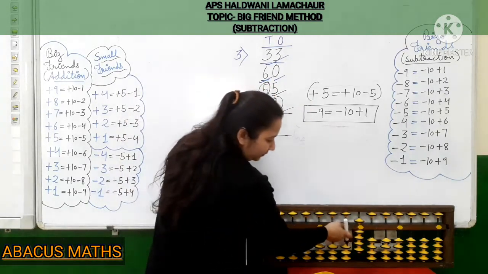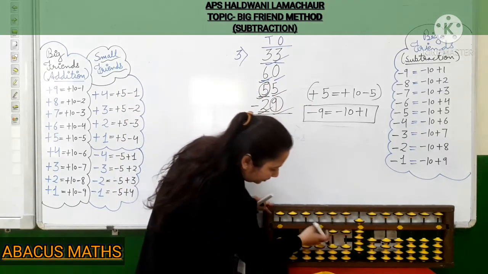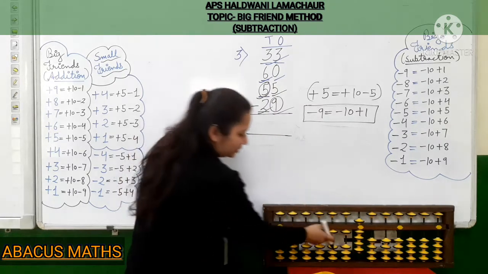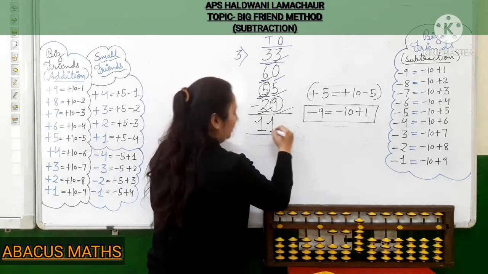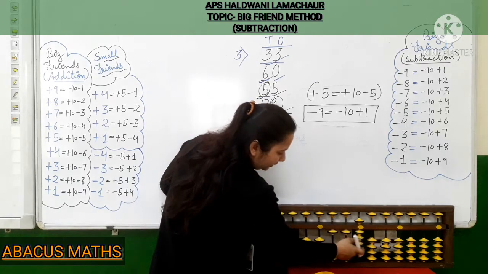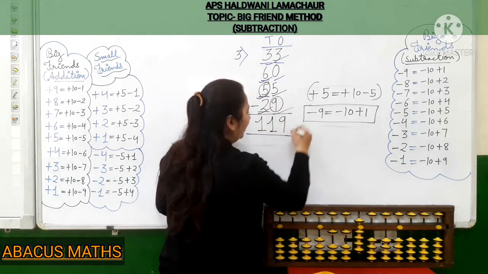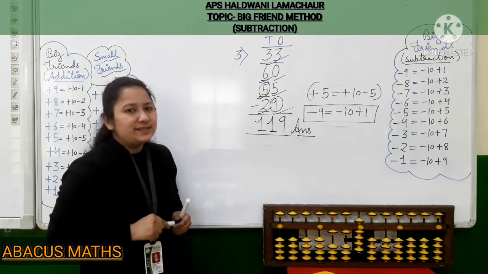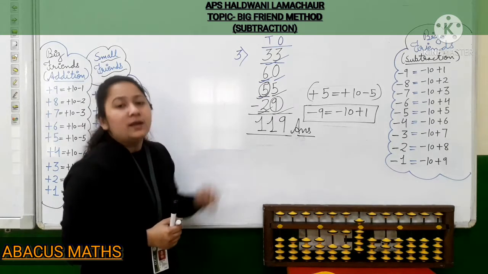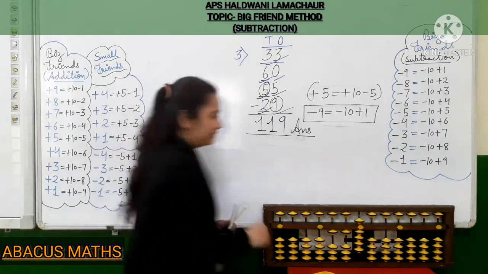Count. See, here we have used this hundreds rod also. So 1 in hundreds rod, 1 in tens rod, and 5, 6, 7, 8, 9 in ones rod, and 119 is your answer. I hope students that you get this sum. Now we will move to our next sum.